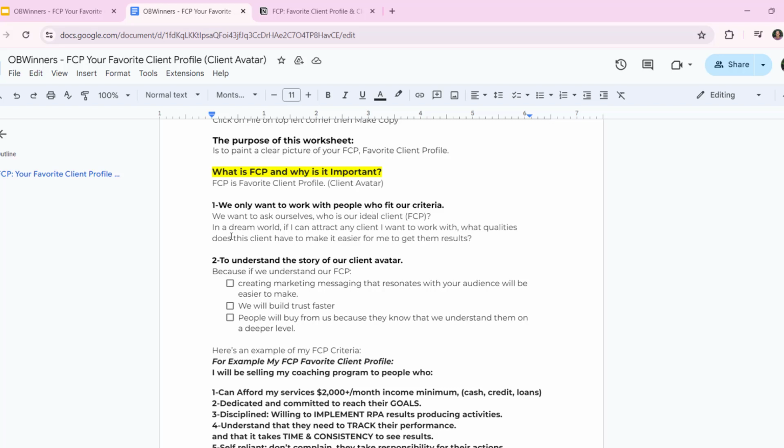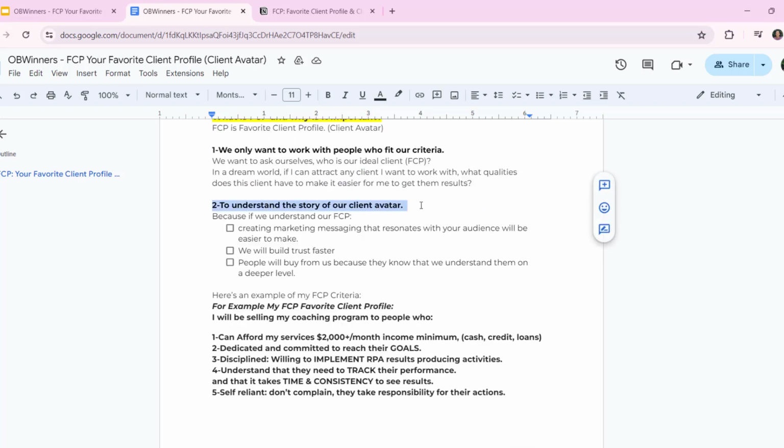And we do that by asking ourselves, who is our ideal client, the FCP? In a dream world, if I can attract any client I want to work with, what qualities does this client have to make it easier for me to get them results? Okay. Two is to understand the story of our client avatar.